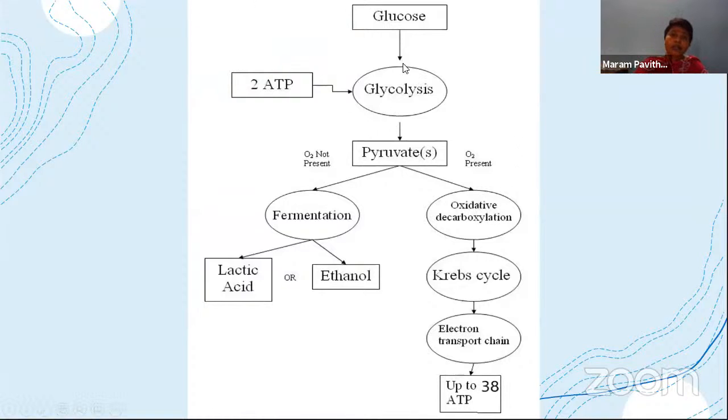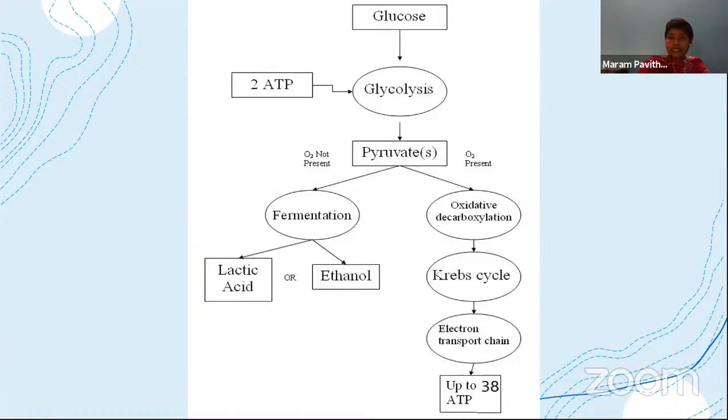What happens? Glucose is divided by the process of glycolysis into pyruvate. If pyruvate is supplied with oxygen, it participates in oxidative decarboxylation. That is Krebs cycle. I told you electron transport occurs in mitochondria. Finally, one glucose molecule gives 38 ATP molecules. If pyruvate is in absence of oxygen, the fermentation process occurs. Because of this fermentation, in some organisms, lactic acid is produced, like lactobacillus. If it is yeast, it produces ethanol or ethyl alcohol.